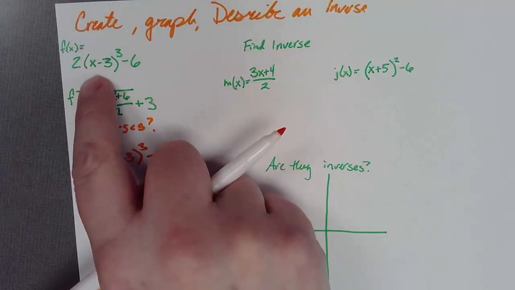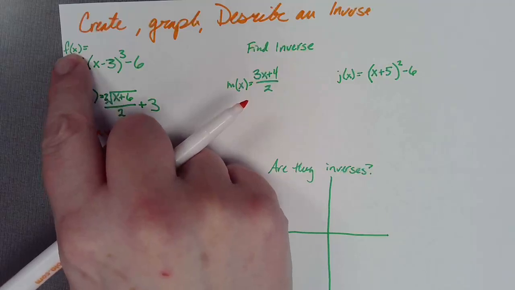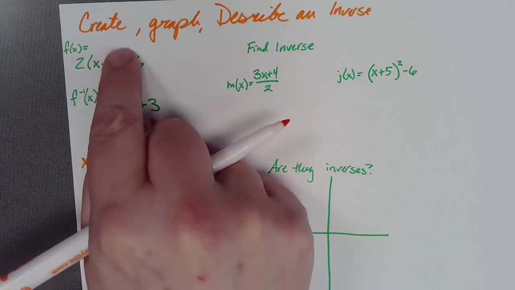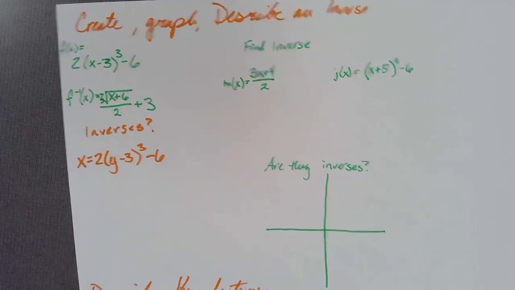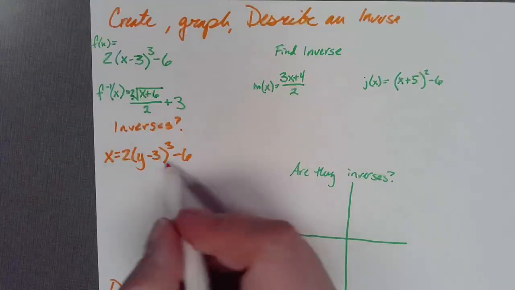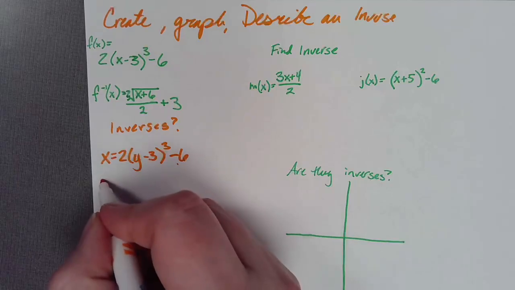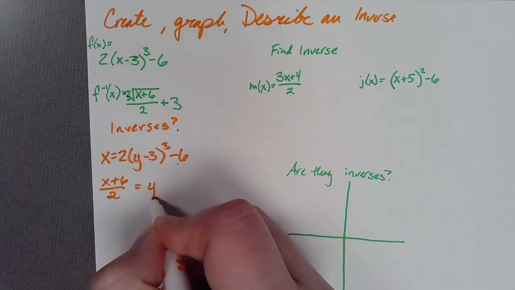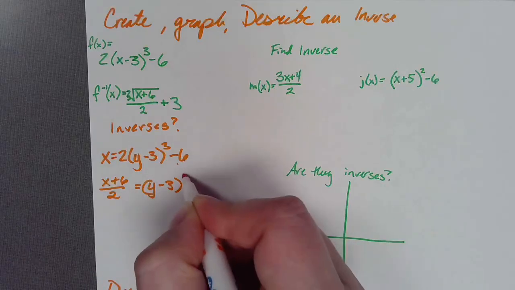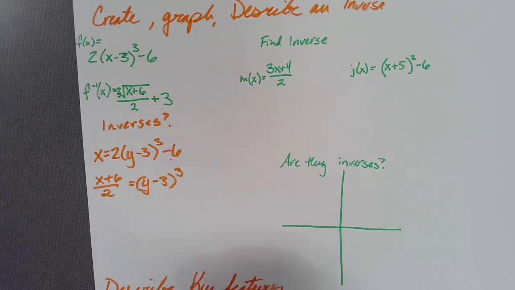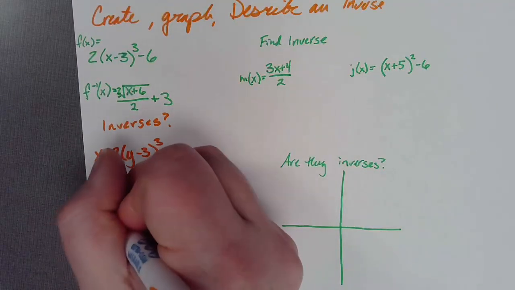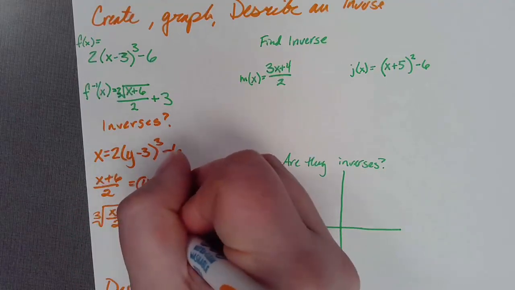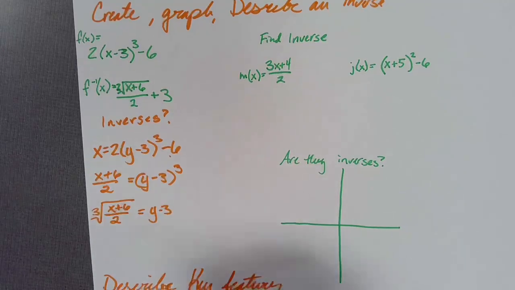So I took this original equation, I changed this out for y, and I said, okay, switch x and y. So x equals 2 times y minus 3 cubed minus 6. That's how I got here. Then I'm going to solve for y, so I'm going to get the y by itself. So I have to add the 6 to the other side, and then divide by 2. Now I have to get rid of that cubed, so I'm going to cube root both sides. And then I have to add the 3.